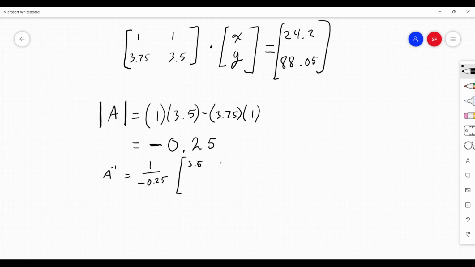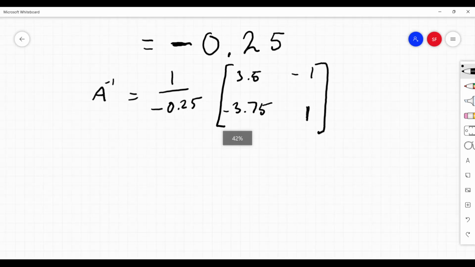Times 3.5, negative 1, negative 3.75, 1. Right? Questions? Before we do this multiplication, let's clean up this guy. What is 1 divided by a negative 0.25?